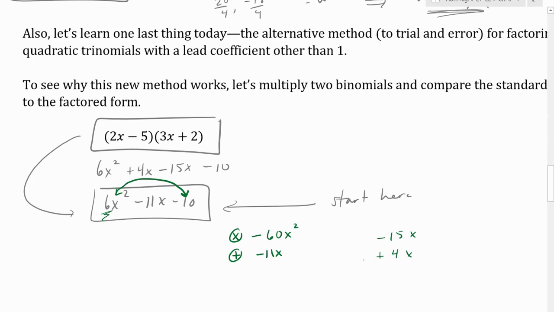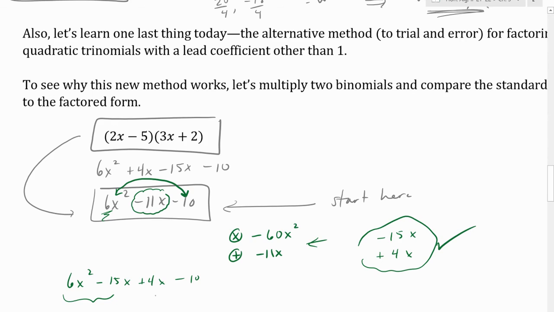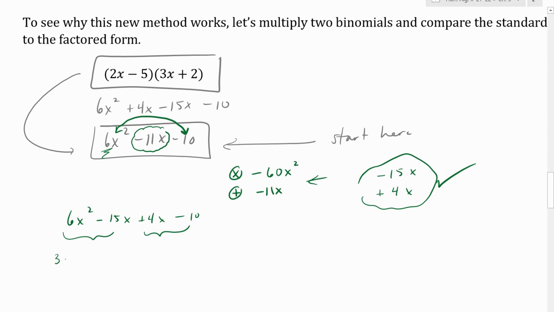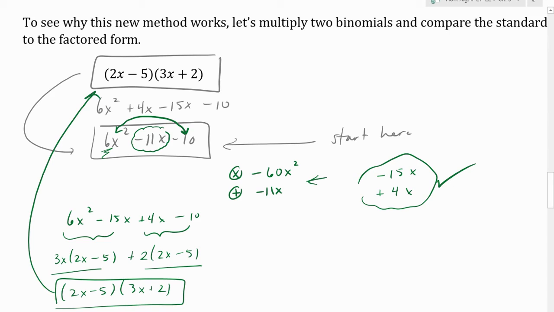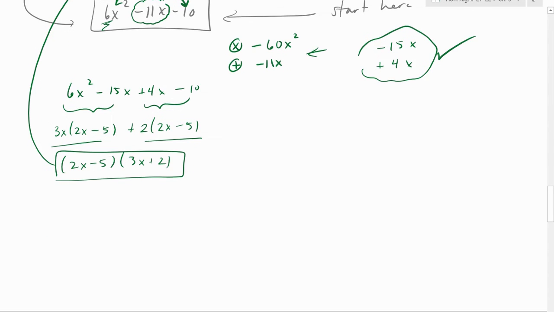So what you do, you figure that out. How can I make this happen? Then you replace the middle term with those two terms. And then you factor by grouping. So I'm going to take a 3x out of both of those. I'm going to take a positive 2 out of both of those. And then this and this both have a 2x minus 5 as a factor. And that leaves a 3x plus 2 left over, which is factored form.